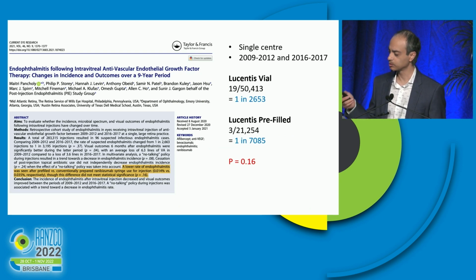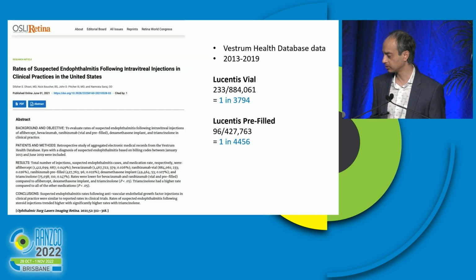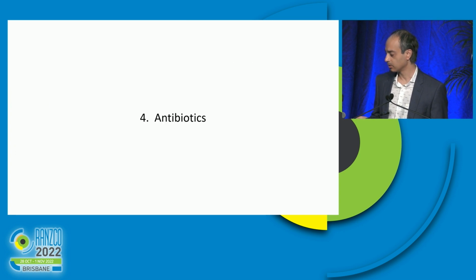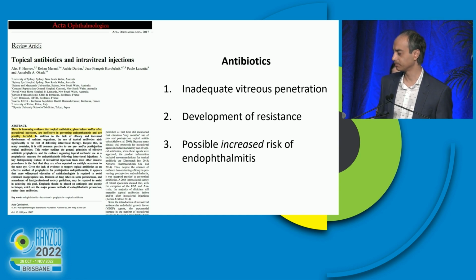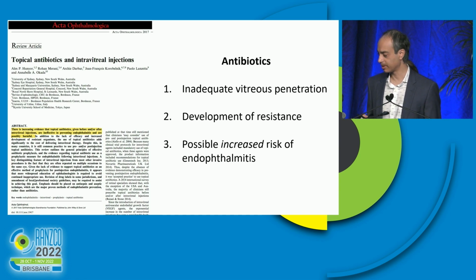The same group, but this was a single centre study, again showed less endophthalmitis with the pre-fills, didn't meet statistical significance. And this more recent study was a very large sort of database study, and they found no statistically significant difference between the two forms of drug. And we have largely abandoned antibiotics. I'm not going to spend much time on this, but the problems are inadequate vitreous penetration, development of resistance, and possibly an increased risk of endophthalmitis.